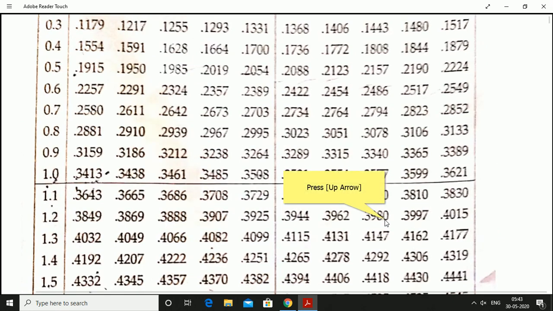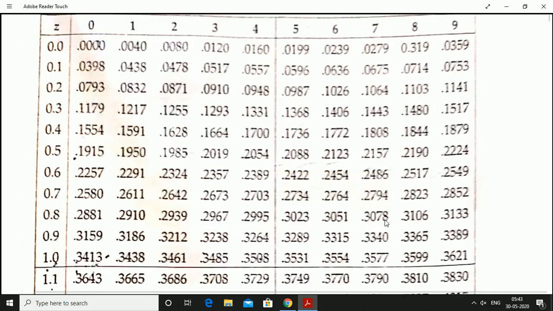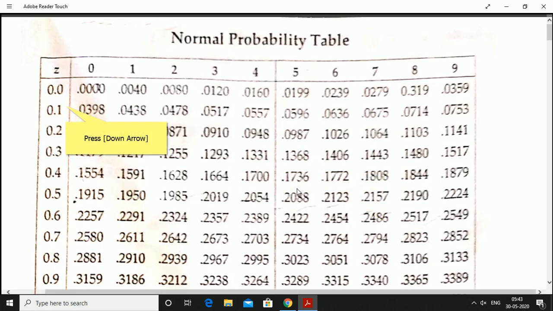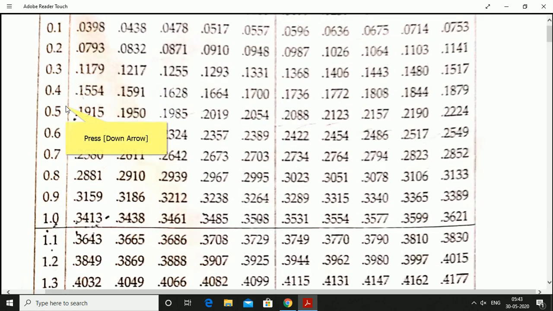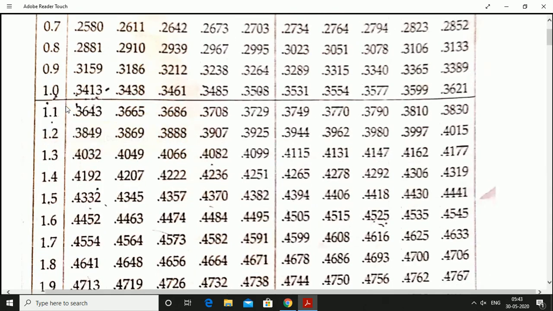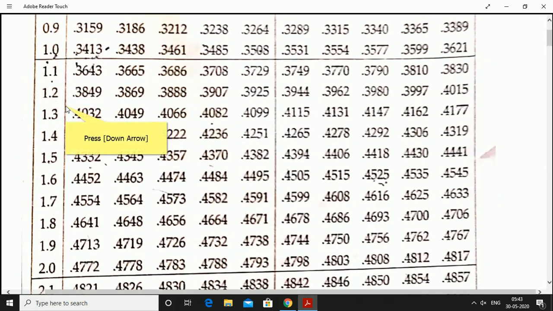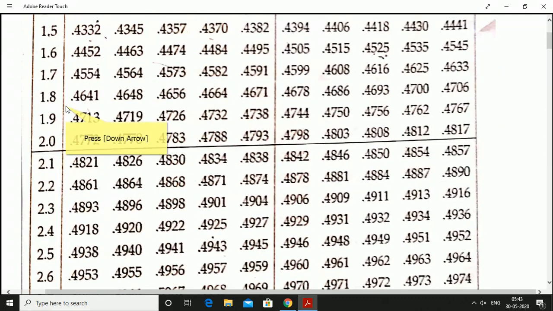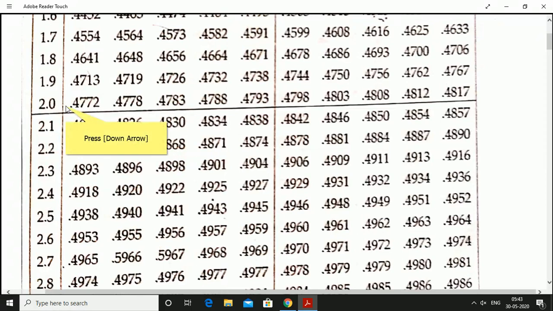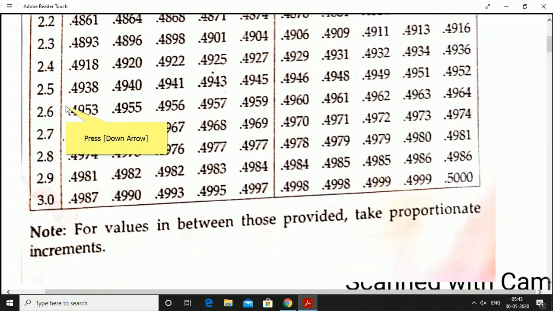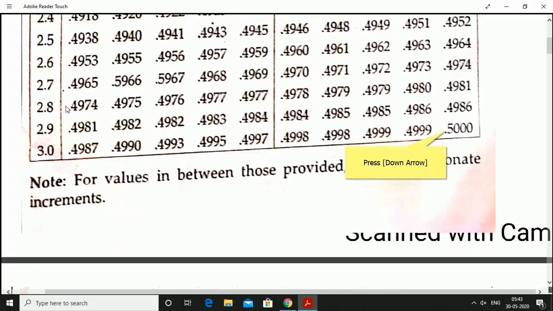This is the normal probability table. Here they have given Z values from 0 to 2, maximum 3.